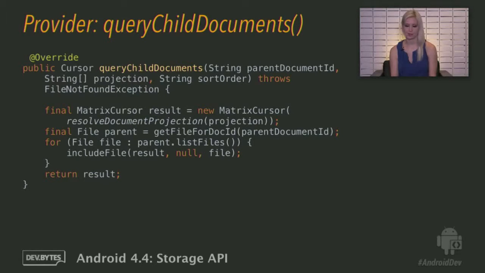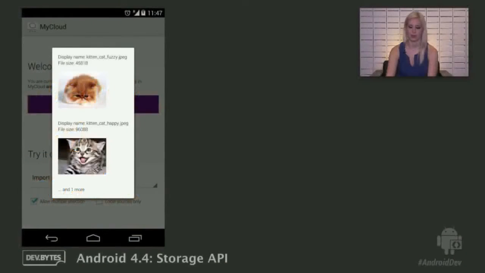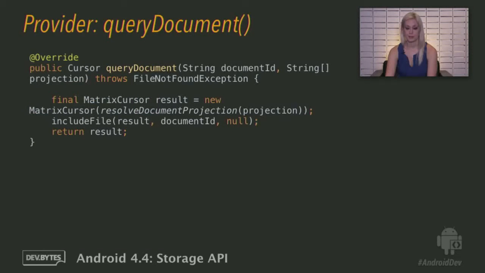includeFile is very similar to what we just saw for the root. It adds the file's display name, MIME type, size, and so forth. A child can be an image, another directory, any type of file. So one or both of queryDocument or openDocument will get called when the user selects a document. queryDocument returns the same information that was passed in queryChildDocuments, but just that specific file, just the one of them.